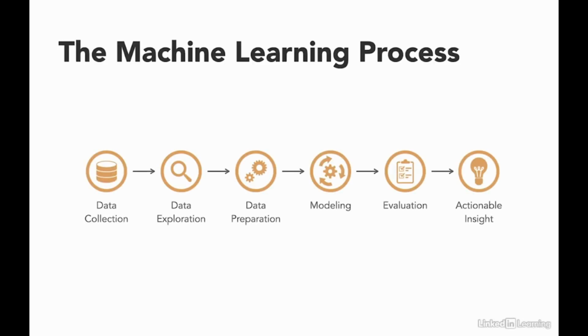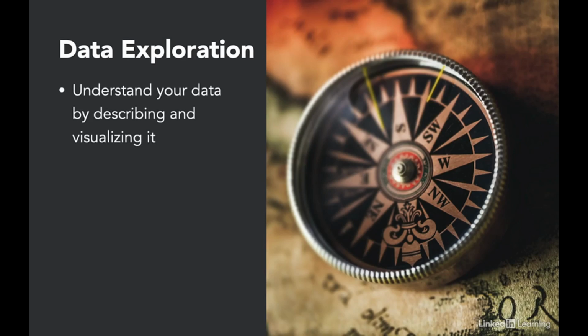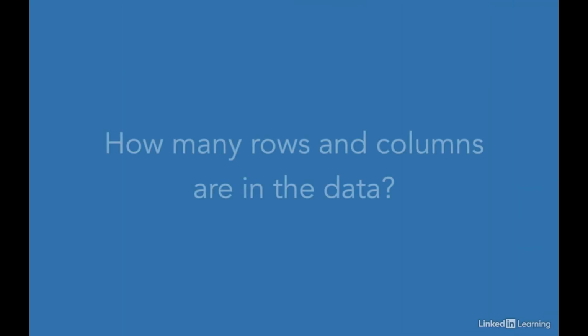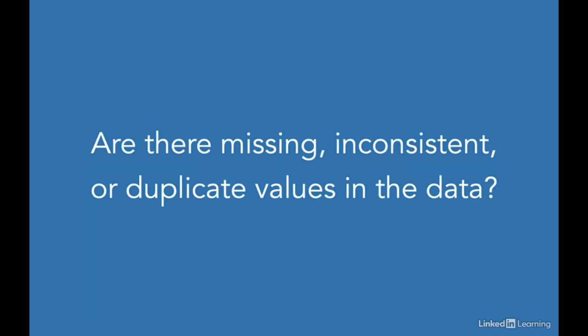Data exploration is the second of the 6 stages or steps in the machine learning process. Data exploration is a process of describing, visualizing, and analyzing data in order to better understand it. Data exploration enables us to answer questions such as, how many rows and columns are in the data? What type of data do we have? Are there missing, inconsistent, or duplicate values in the data?